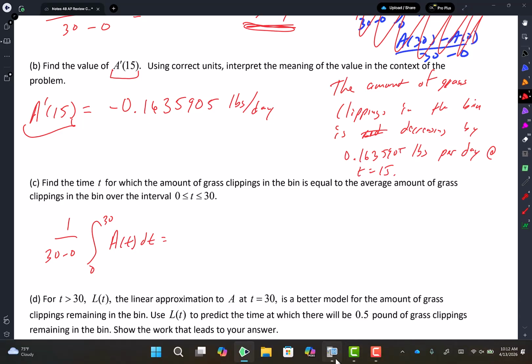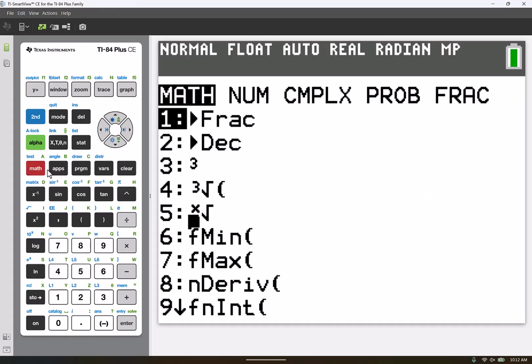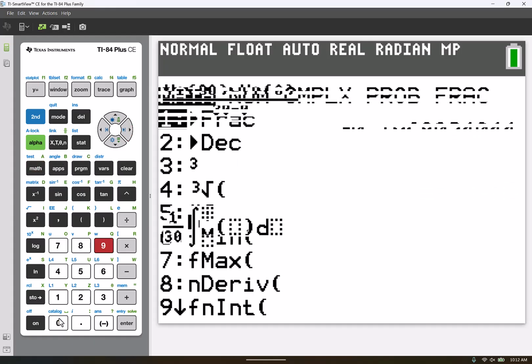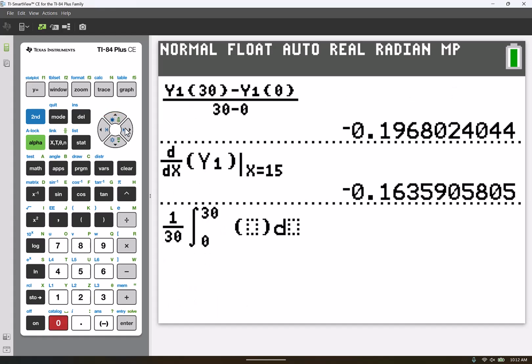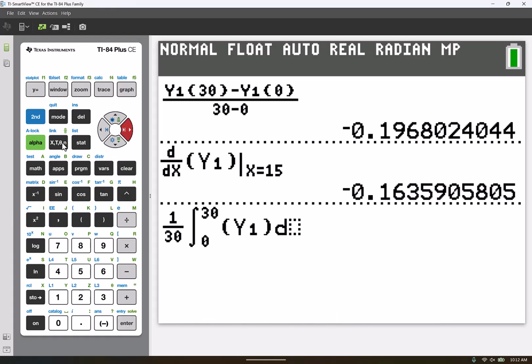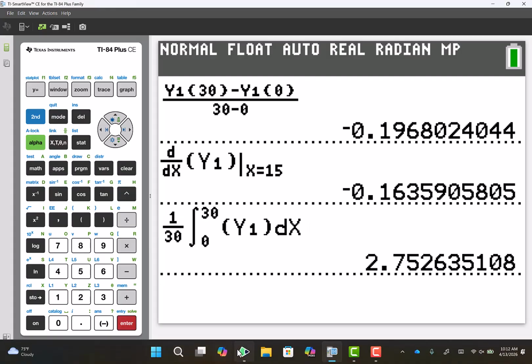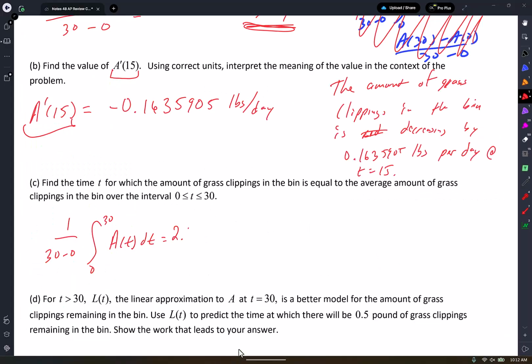Take your calculator. Alpha y equals, enter 1 over 30. Then I'm going to go math, number 9, 0 to 30 of A of t, alpha trace y1 and x. I got 2.7526. Is that what you guys got? Okay, 2.7526.